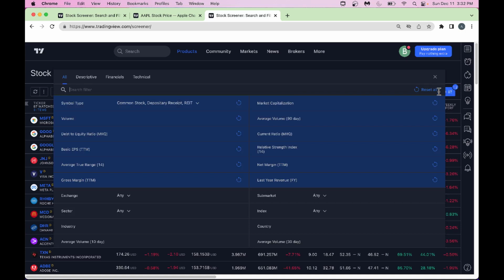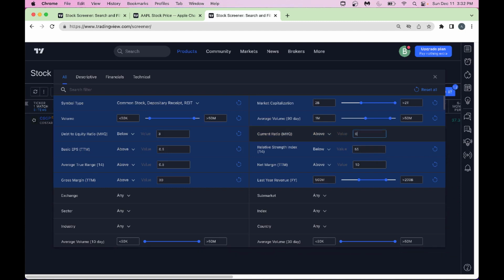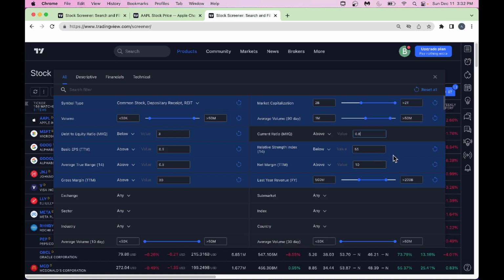You could go here and change the filter criteria slightly. If you want stocks like Apple, you could go right here, debt to equity ratio, instead of below 1, you can say below 3 here. Then you will get stocks like Apple. And look, current ratio here, instead of above 1, you can say above 0.8 here. So that way you can get stocks like Apple. There you go. Now, we will get stocks like Apple here.